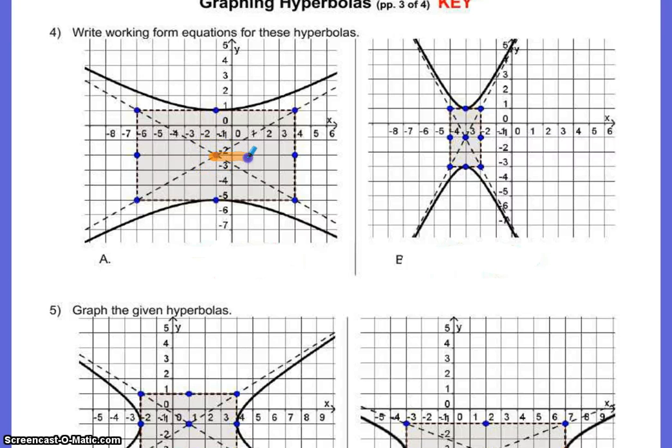So if I ask myself how far do I have to go to get to the next point, I would have to go 1, 2, 3, 4, 5 units. So that means my a is 5. And 5 squared would give me a 25. Now what about my b? How far up would I have to go? I would have to go 3 units, and 3 squared would give me a 9. So I now know that my equation would look like this.